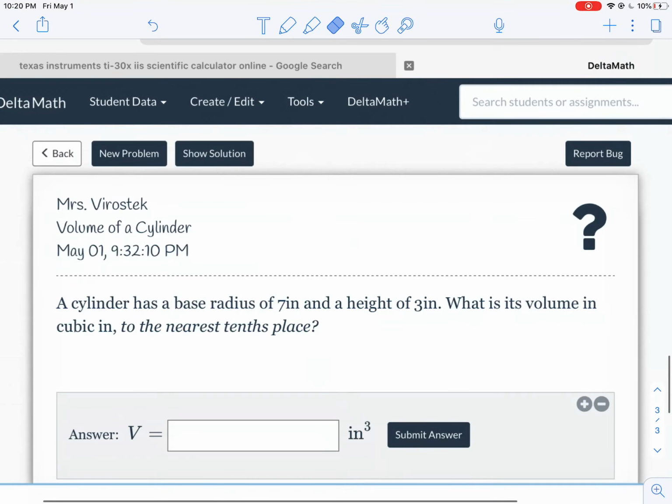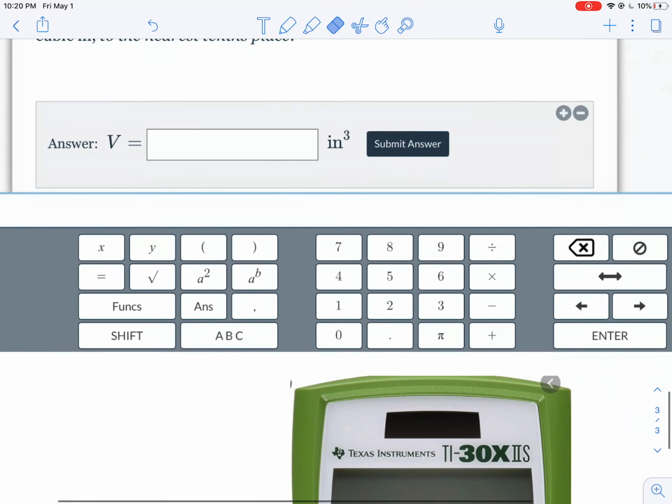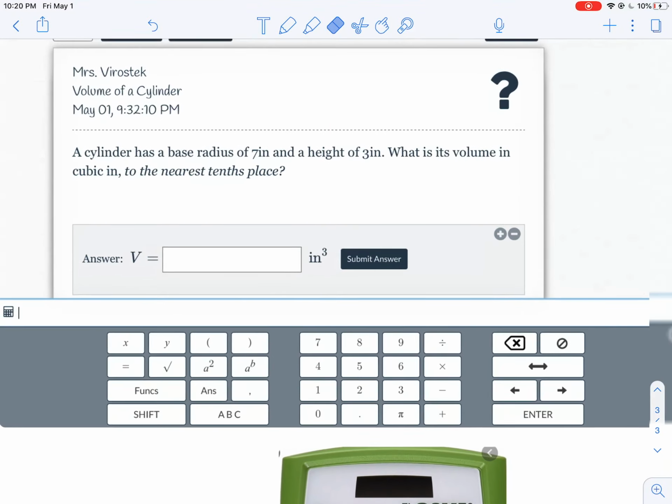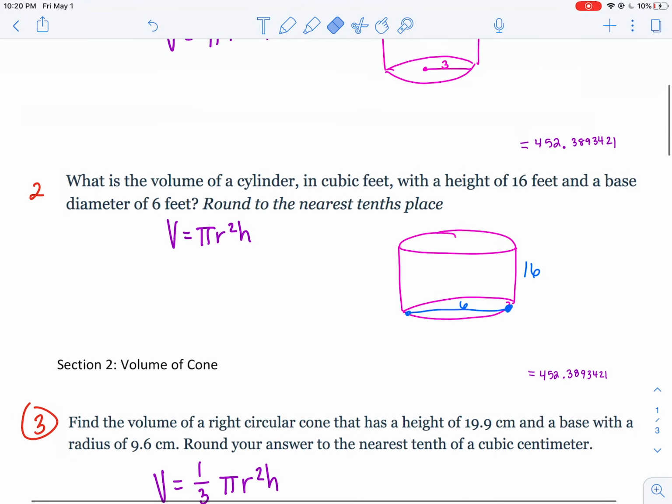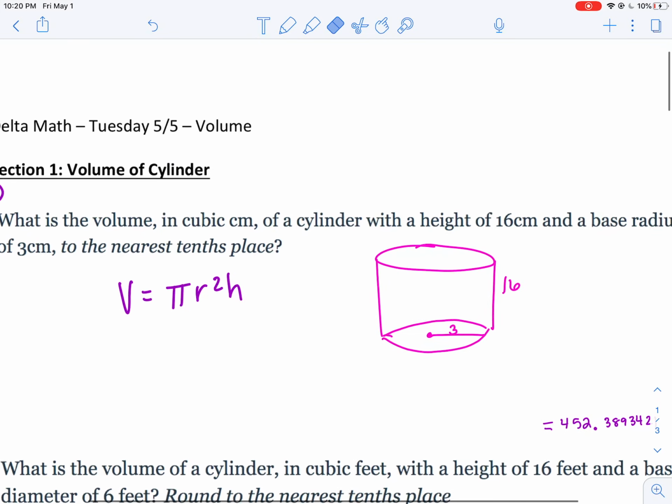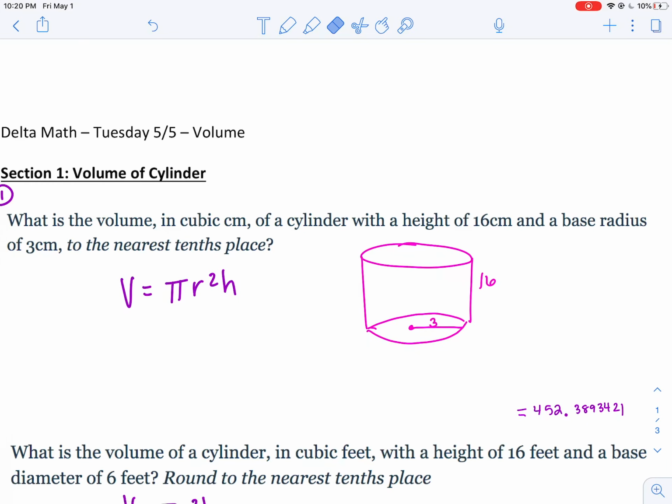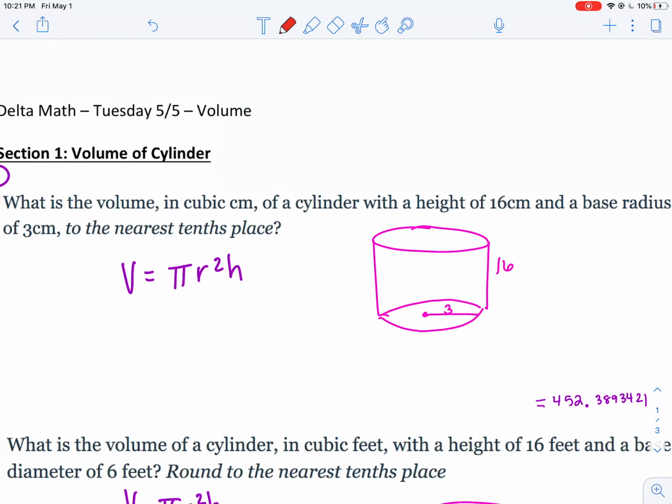Okay. So let's go ahead and take a look at some of the problems. If you do not have a calculator, I will show you in example 1 how to use the calculator given to us on Delta Math. Okay. So I already have these pictures drawn for us. I'd encourage you, if you're more of a visual person, to sketch the cylinders, cones, and spheres out so that you see what information you're given. If you don't need to do that, that's totally fine.